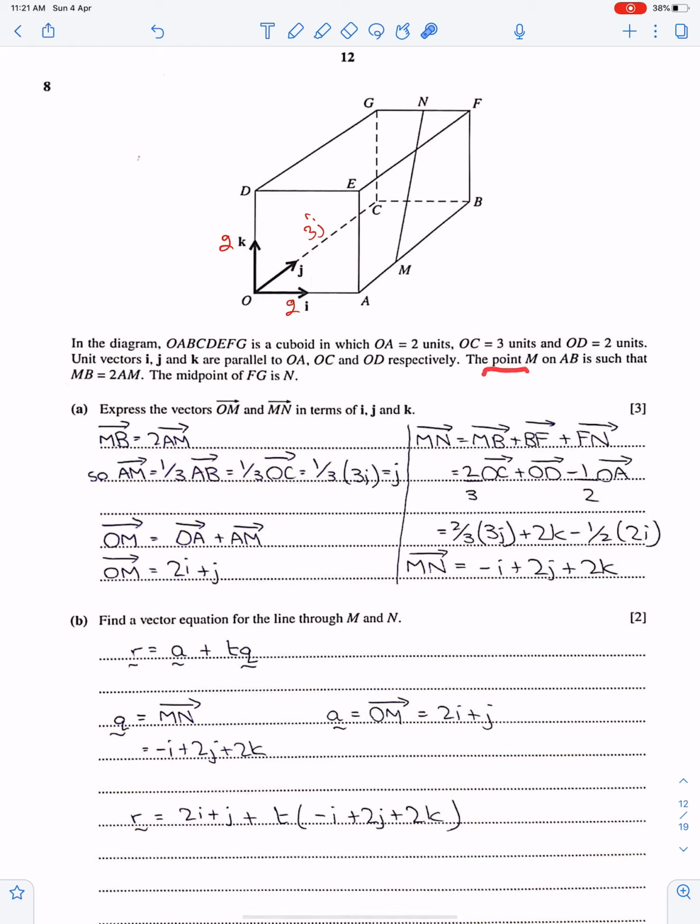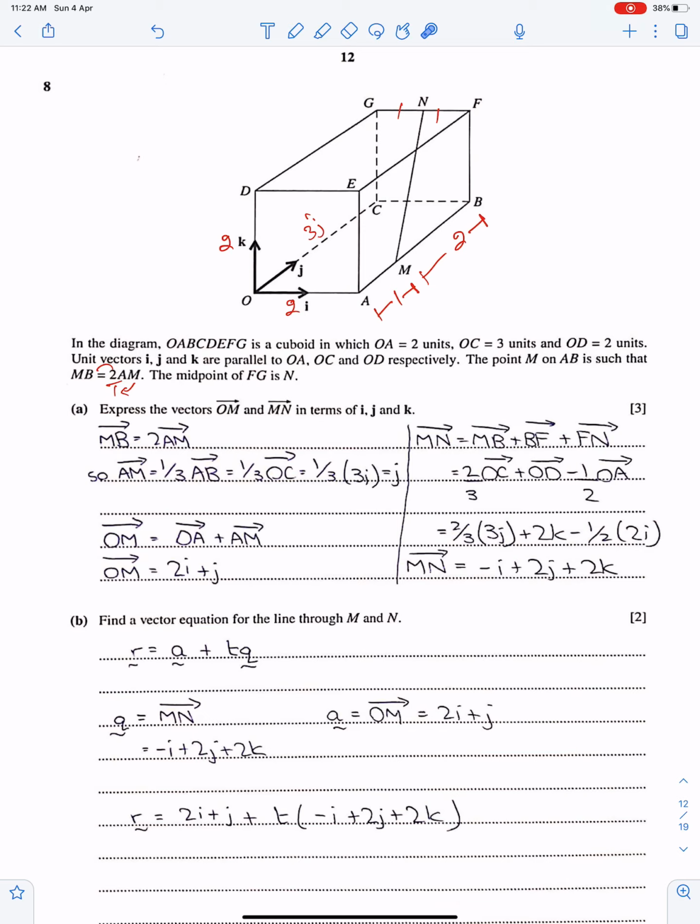The point M is such that MB is 2AM. The midpoint of FG is N. This is the midpoint. And AM is 1 in ratio, and MB is 2. Sorry, MB is 2 and AM is 1. And the total is 3, in fact, 3j.